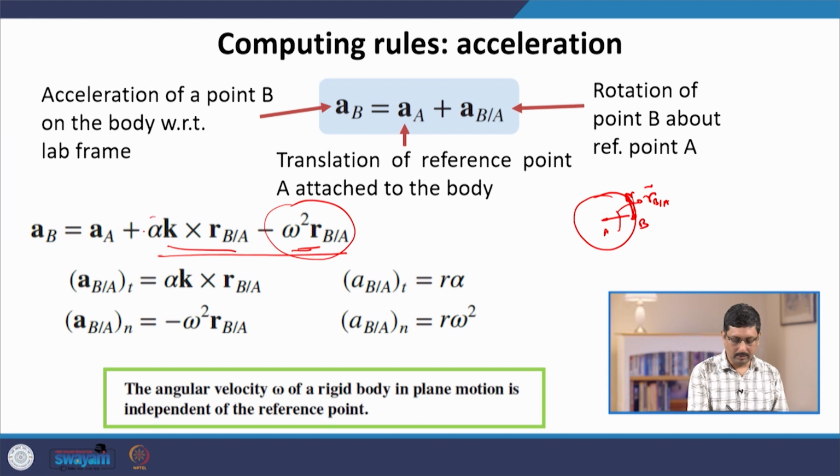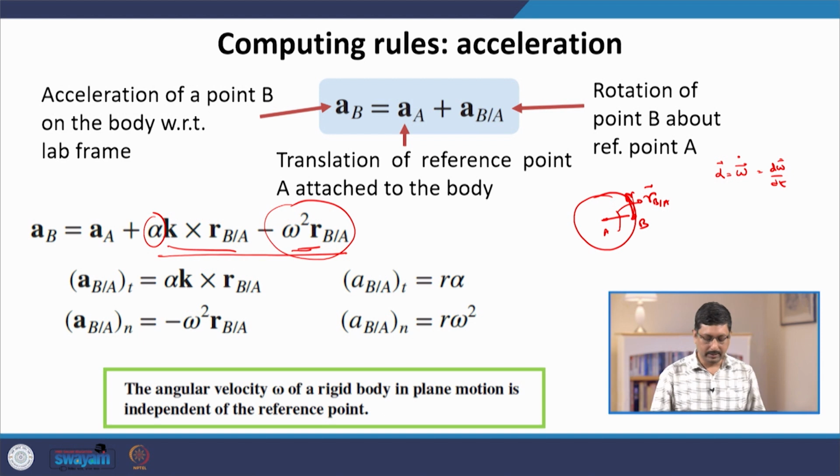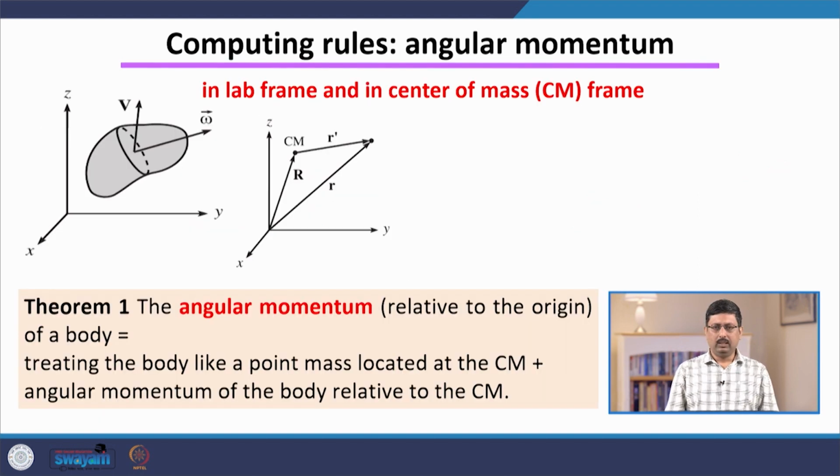Here alpha is the angular acceleration, the rate of change of omega, that is d omega by dt, and these are the two pieces in general. This is easy to prove using 2D polar coordinates, but here I just state them without proof. Next, angular momentum.